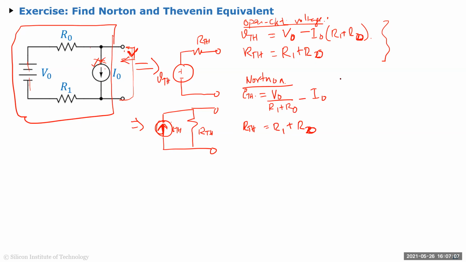Okay, and if you wanted to check if you made a mistake or not, these two should agree, right? And obviously RTH is R1 plus R0. And the way to check if this is agreeing is, you know that if you divide VTH by RTH, that should be your ITH, right? And VTH by RTH is V naught over R naught minus I naught, because if I divide this by R1 plus R0, then this is this. So either you made two mistakes or you got it right.